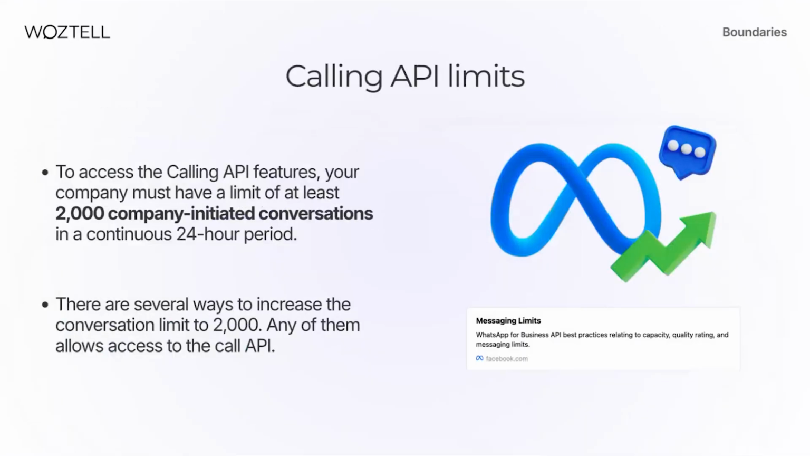So what are the basic points to start using the WhatsApp calling API? You have to have at least 2,000 company-initiated conversations in the 24-hour period. This is already available, the first tier of WhatsApp. So there are three ways: send messages, at least be verified, or be an official business account.